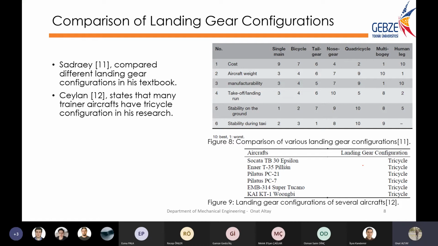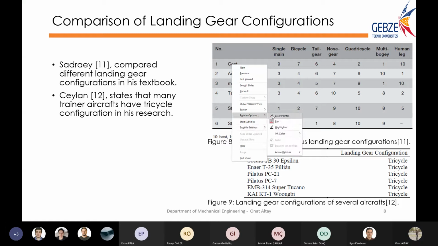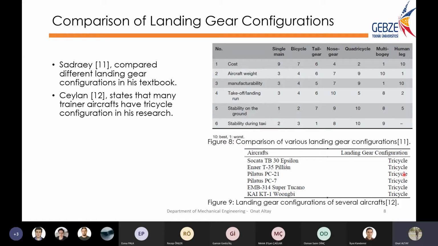Sadraey compared different landing gear configurations based on the parameters that I mentioned in the previous slide. And Ceylan states that many light trainer aircraft have the tricycle configuration. Some of them are shown in figure 9. So here, some of them are.